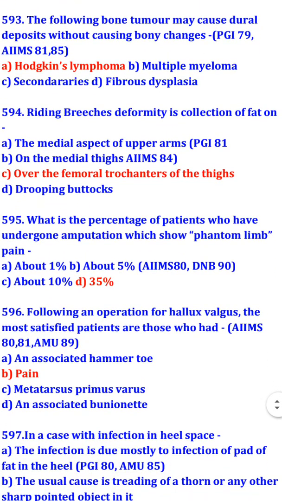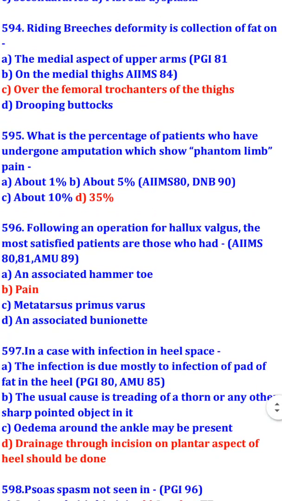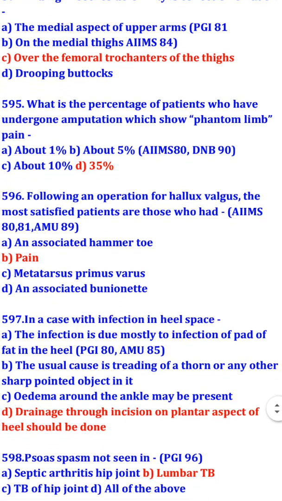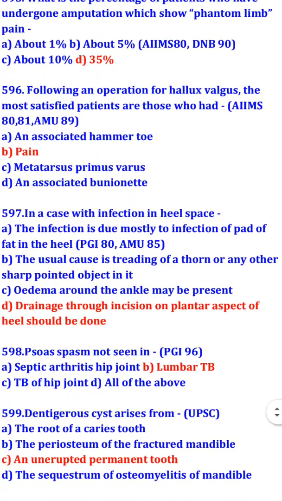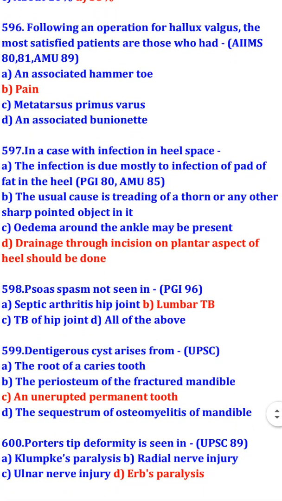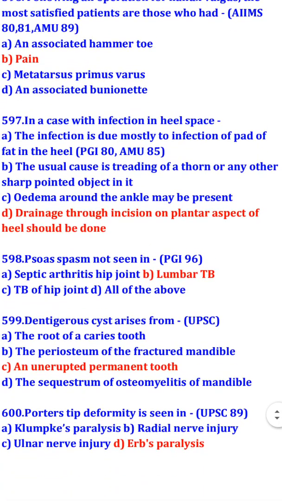What is the percentage of patients who have undergone amputation which show phantom limb pain? 35%. Following an operation for hallux valgus, the most satisfied patients are those who had pain. In a case with infection in heel space, drainage through incision on plantar aspect of heel should be done. Psoas spasm is not seen in lumbar TB; it is seen in septic arthritis of hip joint and TB of hip joint. Dentigerous cyst arises from an unerupted permanent tooth. Porter's tip deformity is seen in Erb's paralysis.